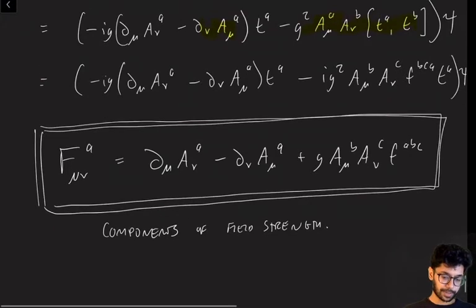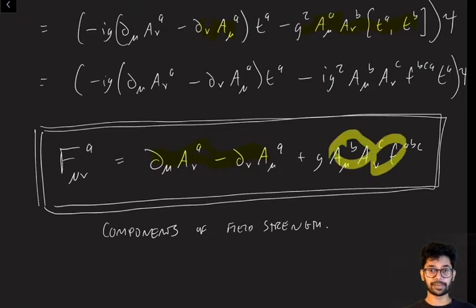So again, there's a piece of this which should look familiar from the abelian case. Then there's some extra non-abelian bit that comes in here that has to do with the non-trivial commutator structure of the representation matrices.